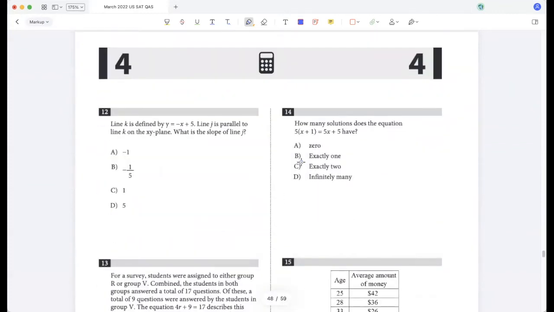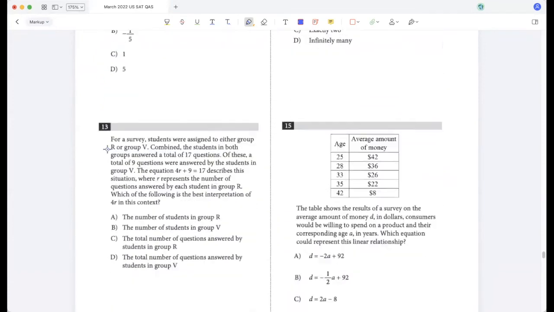Line K is defined by this. Line J is parallel to line K. What is the slope of line J? So for two parallel lines, the slopes are the same. This has a slope of -1. So J will also have a slope of -1.